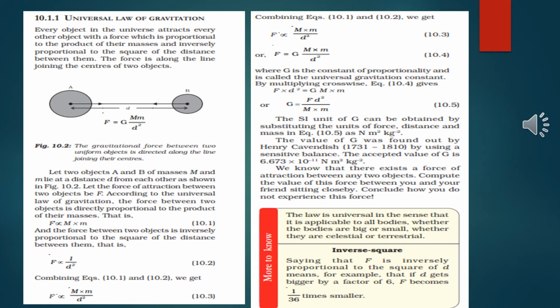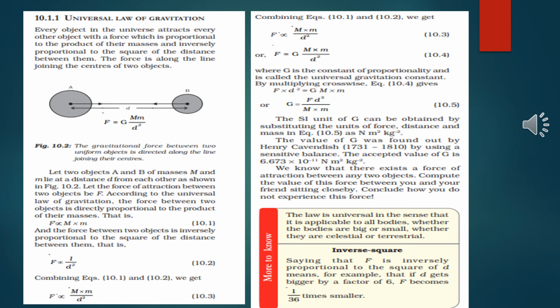So if we want to remove this proportional sign and put an equal sign, then we must take a constant. So you can see in equation 10.4, instead of the proportional sign, an equal sign is given, so a constant is taken here, and this constant is capital G. G is called the constant of proportionality and is also called the universal gravitational constant. Always remember this G value is fixed, that is 6.67 into 10 to the power minus 11 Newton meter square per kg square.